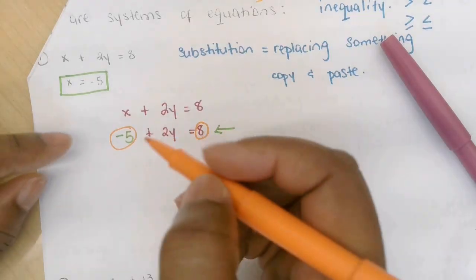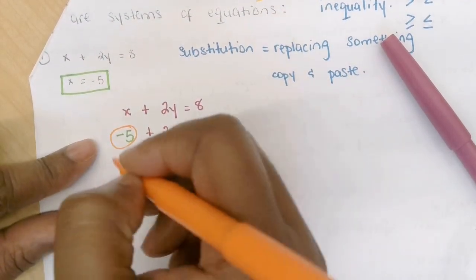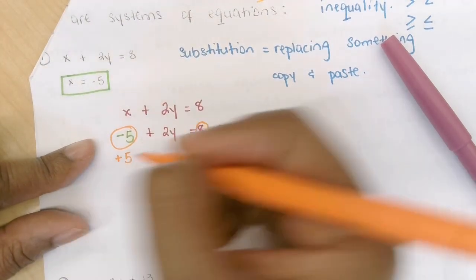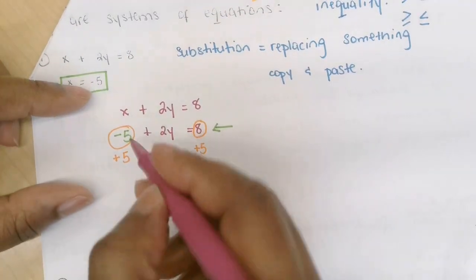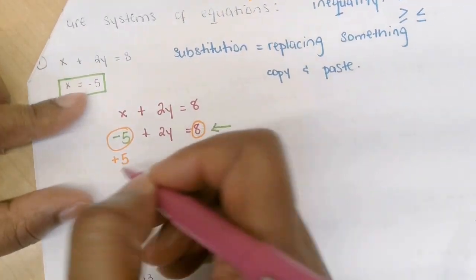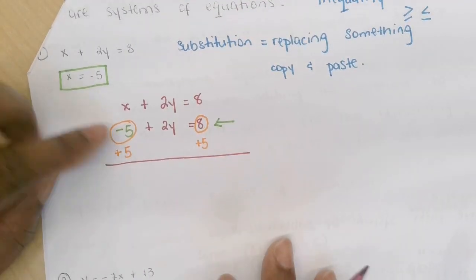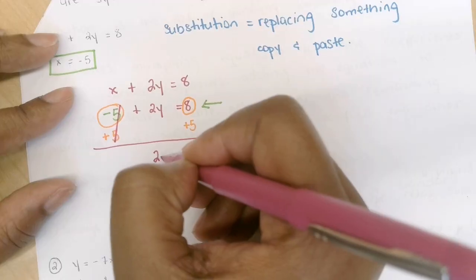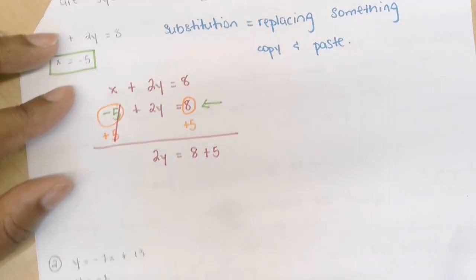So to combine both of them together, I realize this is a negative, so I'm going to do the opposite, which is plus, rewrite the number, and do that on the next side. Always, what you do on one side, you have to do on the next side. Same exact thing. So this is saying 5 minus 5 is 0. So I'm left with 2y equal 8 plus 5.